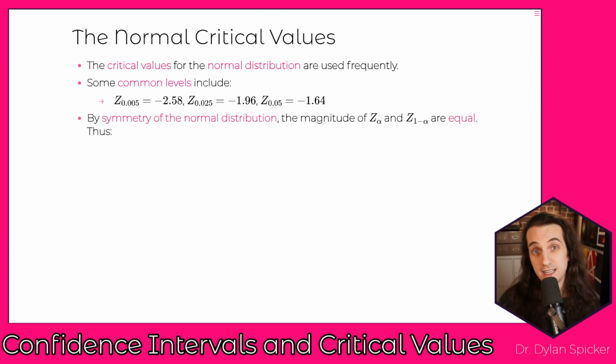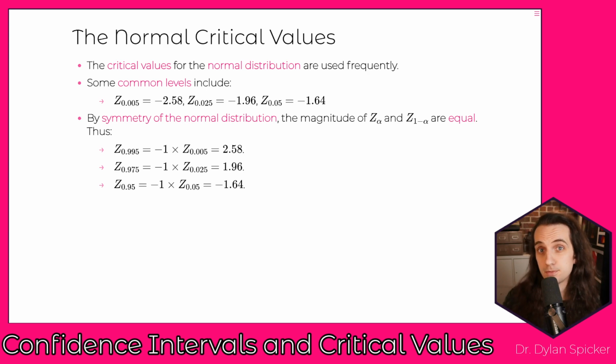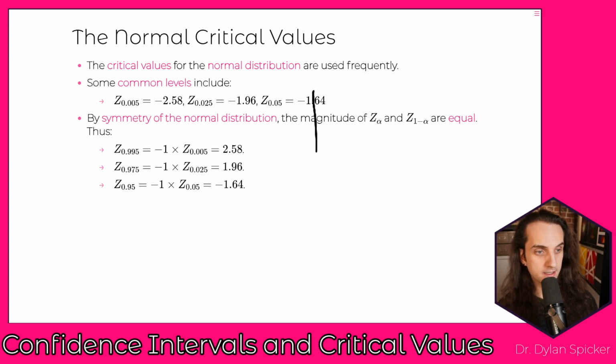Now, the normal distribution is symmetric, and so we actually can say something about the lower and the upper critical values. In particular, the magnitudes of Z alpha and Z 1 minus alpha are always going to be equal. What we mean is that if you were to take the complement probabilities, then you're going to get the same values across the different critical values. And so we can write those out here, right? So Z of 0.995 is equal to the same critical value in magnitude, but the opposite sign as Z of 0.005.